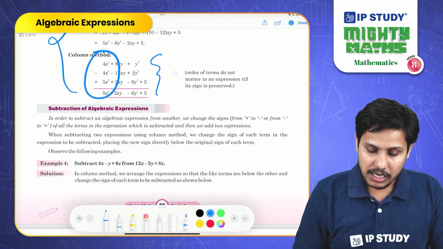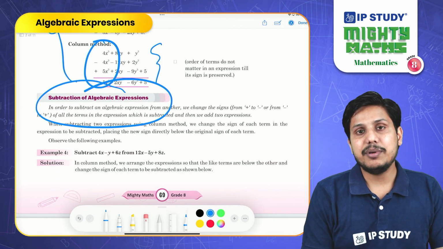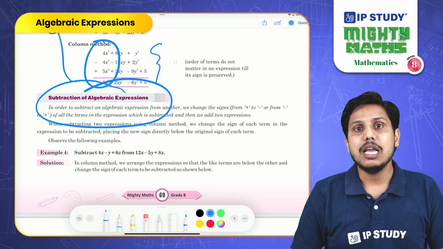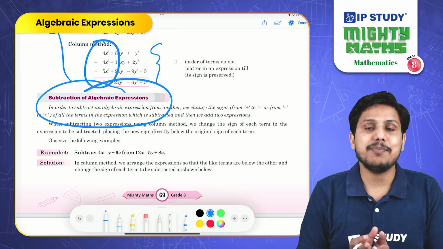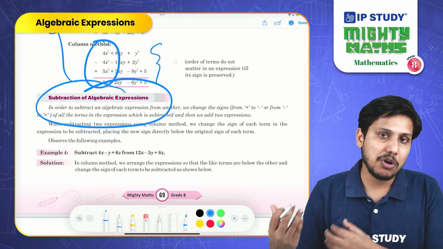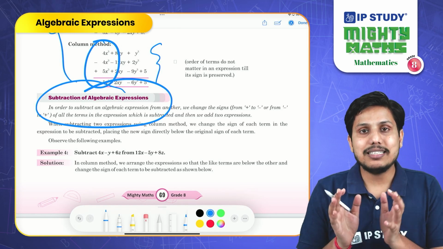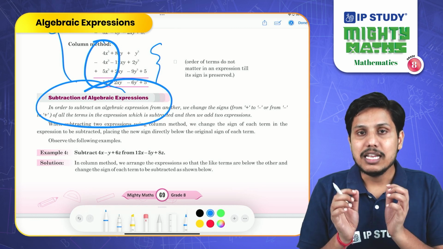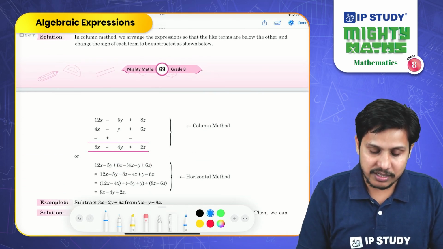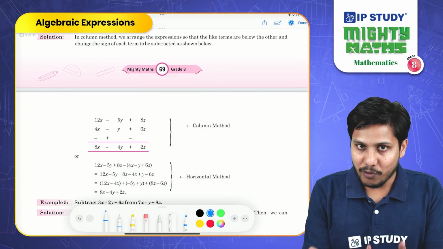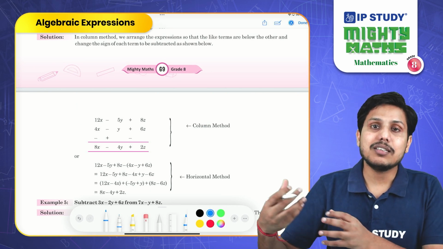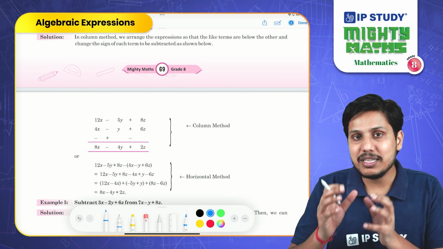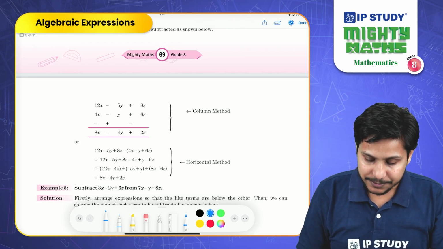Now subtraction of algebraic expressions is similar to addition of algebraic expressions, where like terms can be subtracted and unlike terms cannot be subtracted. So it is a similar process that we follow, with just one single change: instead of adding we subtract, and while doing so we change the sign of the second algebraic expression that will be subtracted from the first.